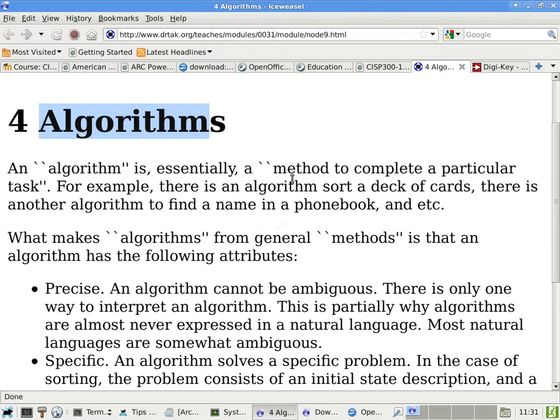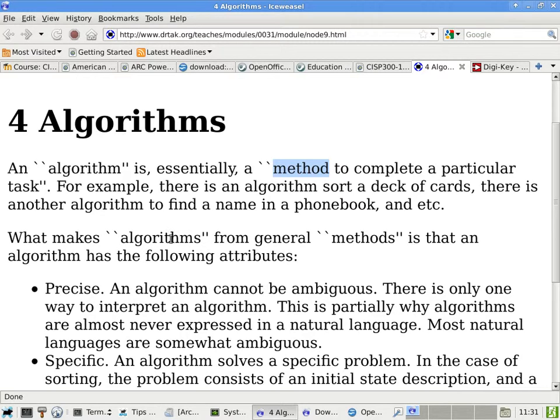Well, an algorithm is basically a fancy term to refer to a method to complete a particular task. Okay. In other words, you can just look at it as a fancy word of method, a way of doing things. For example, there's an algorithm to sort a deck of cards. Okay, you give me a deck of cards that is out of order. There's a method to do it systematically to sort the deck of cards.